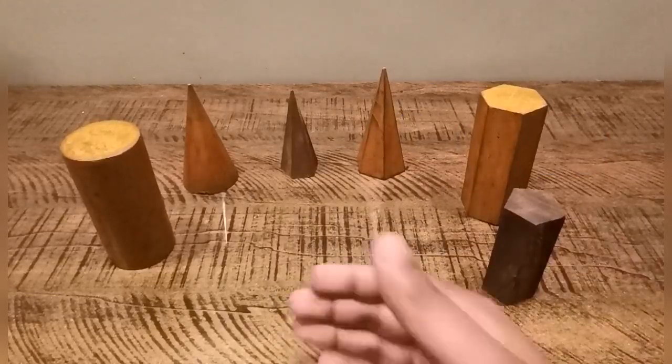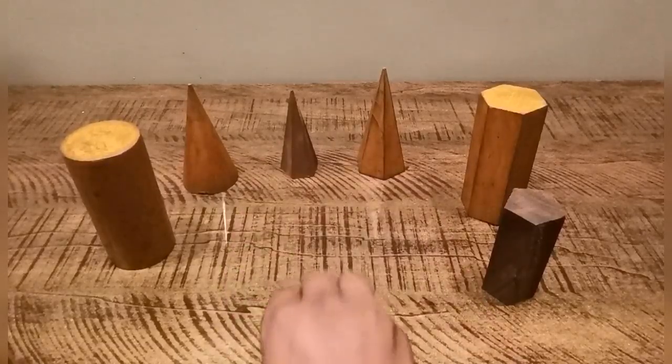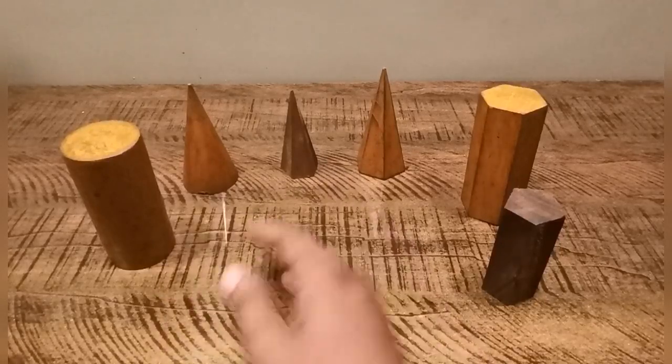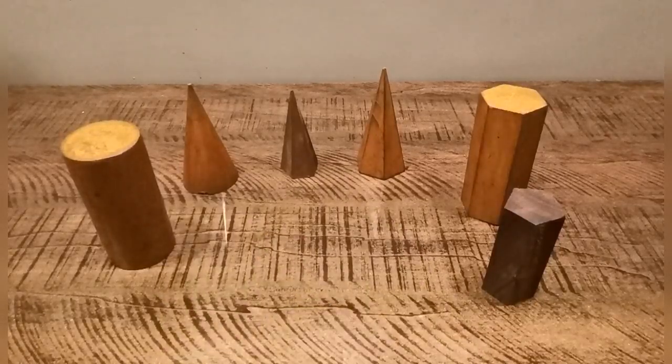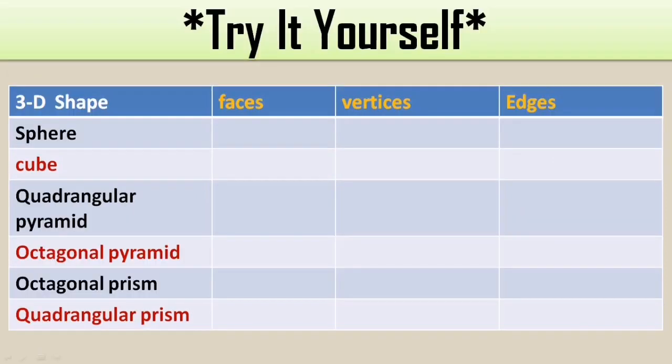Boys and girls, try to build the habit that just by listening to the name, you will be able to make out how many faces, vertices, and edges are there. Now boys and girls, we are at the ending part of the lesson. Now it is time to check your knowledge. Here is the list of 3D shapes, and accordingly you have to write the faces, vertices, and edges present in that 3D diagram.